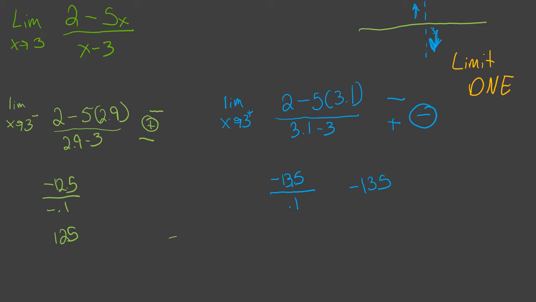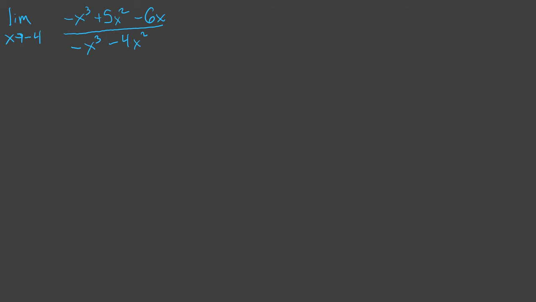So our next problem is a little bit more exciting, and let's move on. All right, on to example number 2. Doesn't this look like fun? We've got the limit as x approaches negative 4 of negative x cubed plus 5x squared minus 6x, and then all over negative x cubed minus 4x squared.